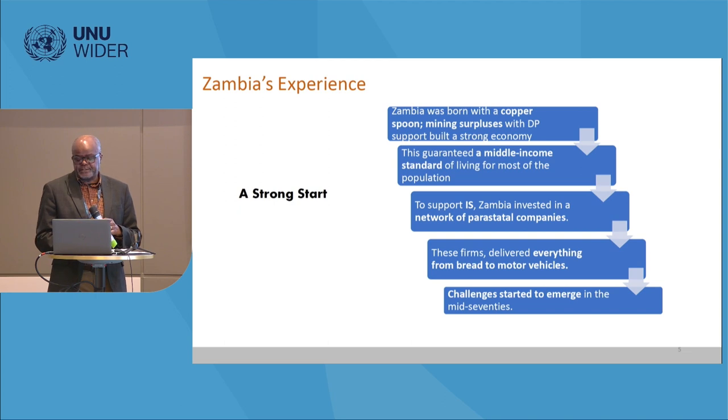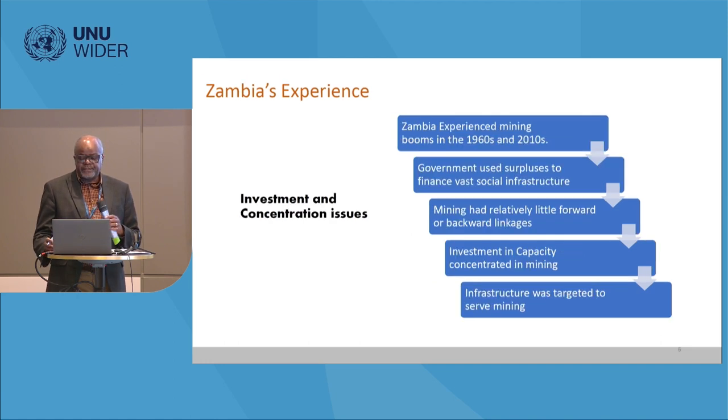But this didn't last, as expected. The challenges started, especially after mid-1975. The other issue with Zambia's case was that there was a high concentration of investment in a few sectors, mainly targeting the mines, to the neglect of other sectors in terms of putting up new infrastructure for agriculture, for example. There wasn't much investment in feeder roads, dams for irrigation, because most of the financing was going towards the mines. This also included human capacity, a lot of training for the mines, but very little for the other sectors.